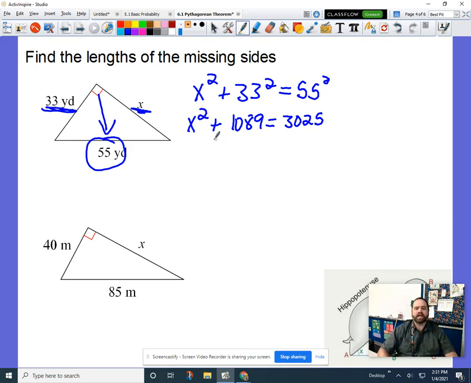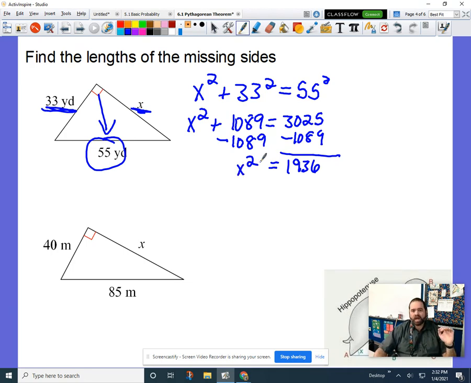All right, so think back to algebra a little bit. These aren't big, hard algebra problems, but I want to get the x by itself, so I need to get rid of the 1089. You don't have to do all this work with pencil and paper. Use your calculator. 3,025 minus 1,089 is 1,936. Okay, so that still equals x squared.